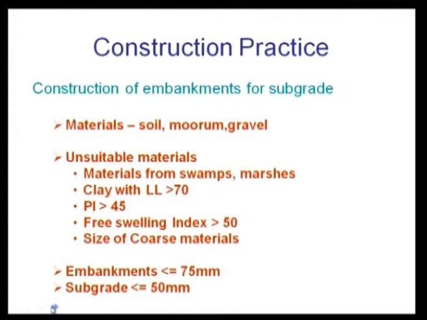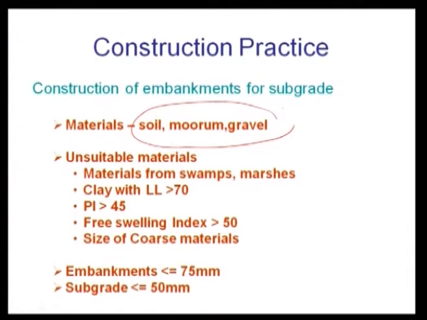So, what are the construction practices? Construction of embankment for subgrade material. Generally, materials used for construction of embankment for subgrades are soil, muram and gravel. These are the materials that are used. Soil, muram, you have seen red color muram, and gravel.